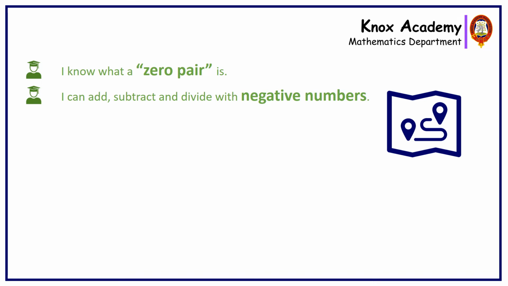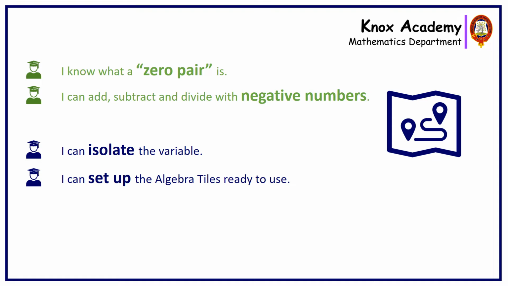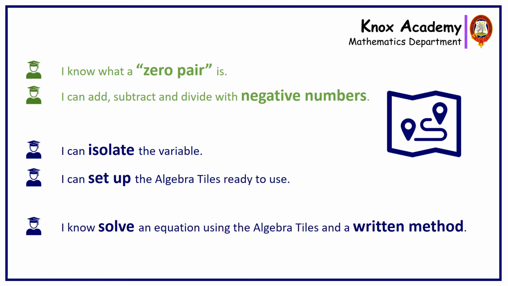In terms of new learning, we're going to build that up first of all by talking about isolating the variable, then how to set up the algebra tiles ready to use. So it's very practical in the early stages of this topic. Then we move that on to how we can solve an equation not only using the algebra tiles, but the formal written method that we want all pupils to work towards. But we want pupils at the same time to understand what it is they're writing, and that's where the algebra tiles come in really useful in the classroom.